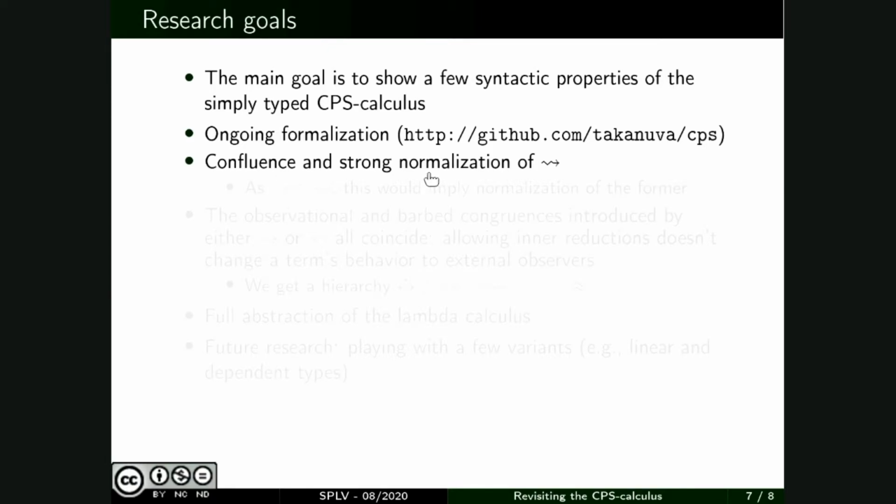So this relation is confluent inside the CPS-calculus. And as the original reduction relation, which I call a head reduction, is a little bit more restrictive than the full reduction, it's a subset of it, this would imply normalization of the original semantics.